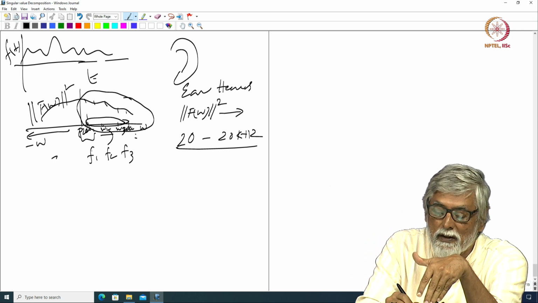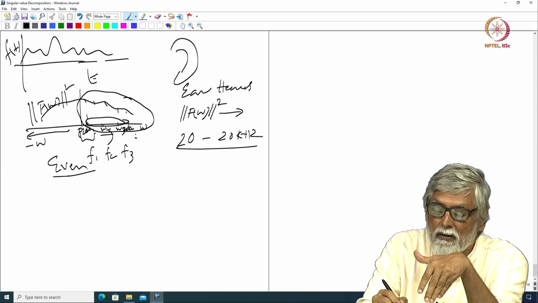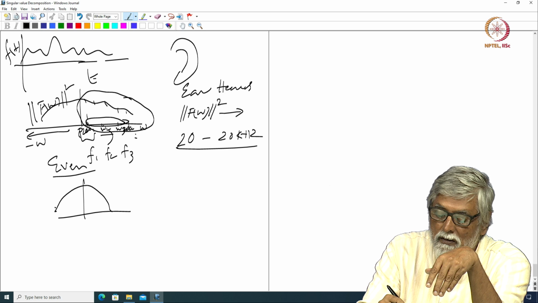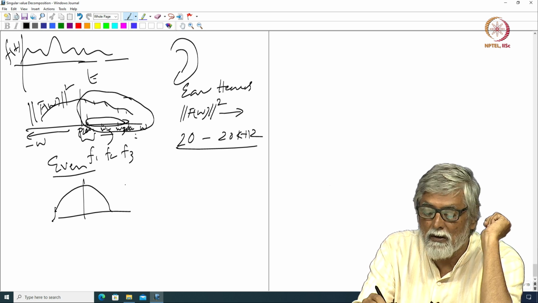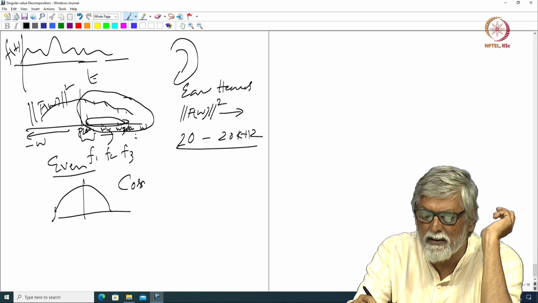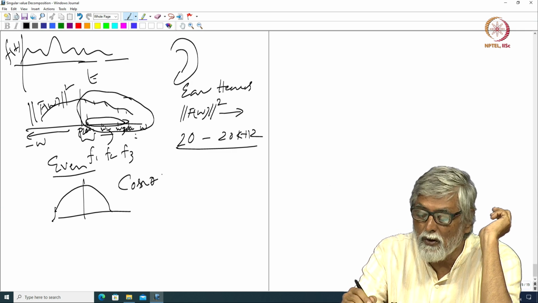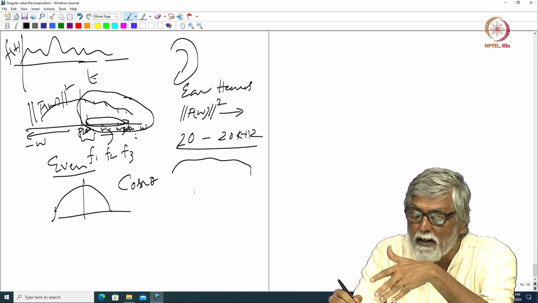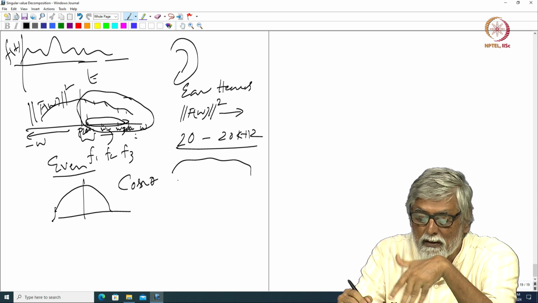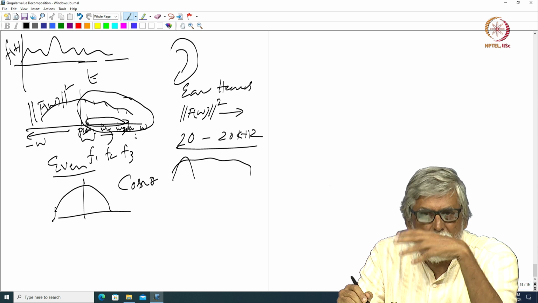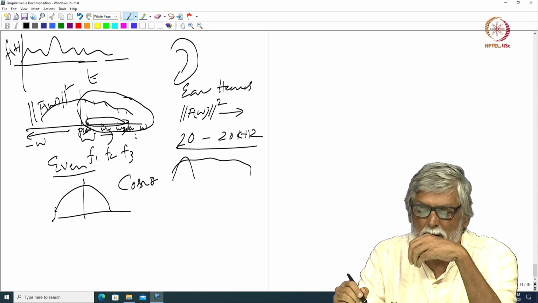This is an even function. Cosine is an even function. All cosine functions are even for any order, cos n theta. So, I have an even function, I want to capture an even function with terms which are even. Therefore, the match is very good.